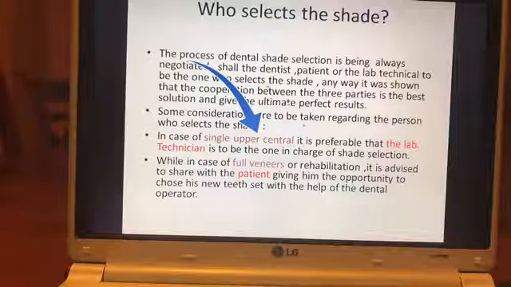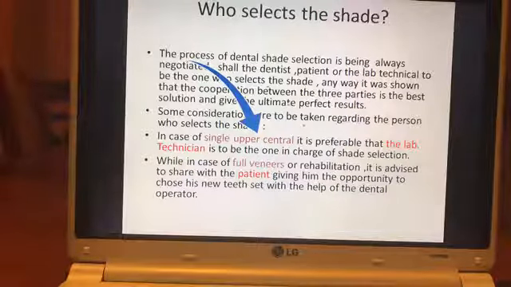If the lab technician sends you his friend, the one who sits next to him in the same lab, don't accept. Only the ceramist, the one who will make the same incisor by himself, because he is the one who will see the color and he knows that putting this plus this will equal this. So the actual person is the ceramist. He is the one who should select the shade for the indirect single central incisor.